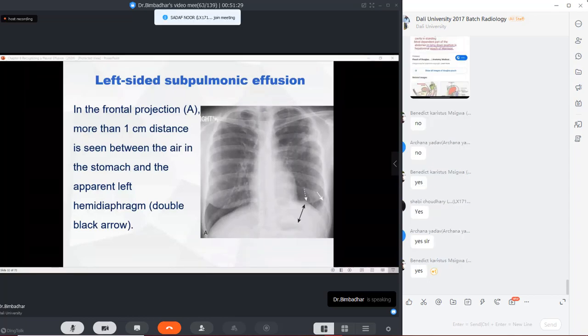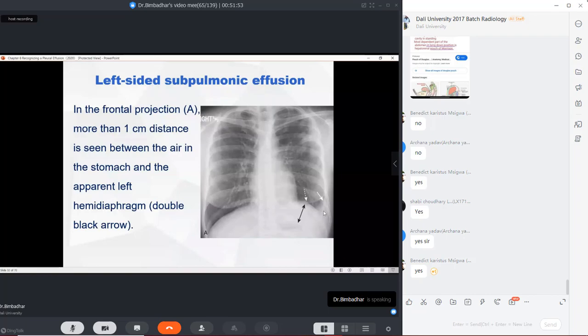Right? In the atelectasis chapter, we came to know that if there is an atelectasis, it will pull the parietal layer also. That is the reason there is an elevation of the left dome of the diaphragm along with the blunting of the costophrenic recesses on the left side. By this, I came to understand it is a left-sided subpulmonic effusion, okay?